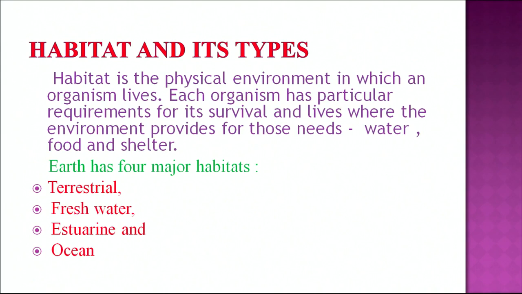Habitat and its types. Habitat is the physical environment in which an organism lives. Each organism has particular requirements for its survival and lives where the environment provides for those needs, that is water, food, and shelter. Earth has four major habitats: terrestrial, freshwater, estuarine, and ocean. In this slide, you can see the types of habitat.